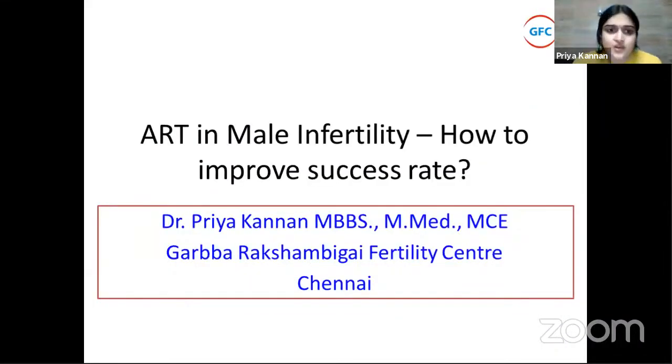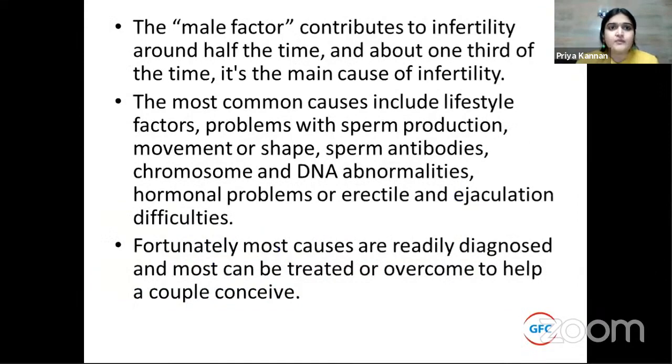Yes, so we would just talk on ART in male infertility and how to improve the success rate. As we all know, male factor contributes to infertility around half the time, that's about 50%. And one-third of the time, it is the main reason that we have to treat people to help them get pregnant. The most common causes include lifestyle factors, problems with sperm production, motility or morphology, sperm antibodies, chromosome and DNA abnormalities, hormonal problems, and sexual dysfunctions as well. Fortunately, most causes can be readily diagnosed and most can be treated or at least can be overcome to help the couple conceive.